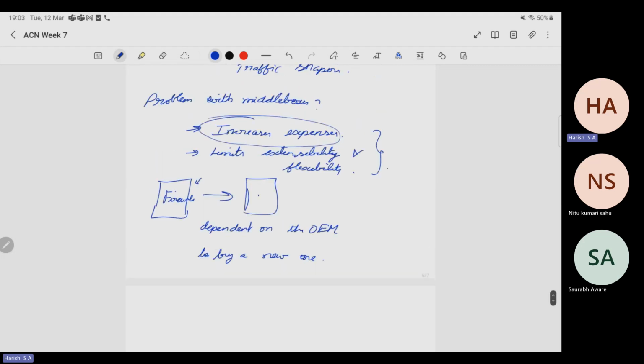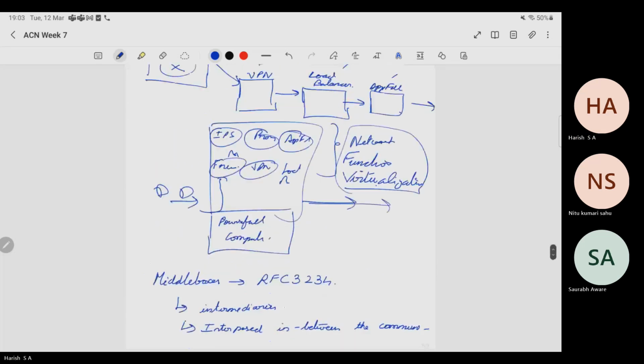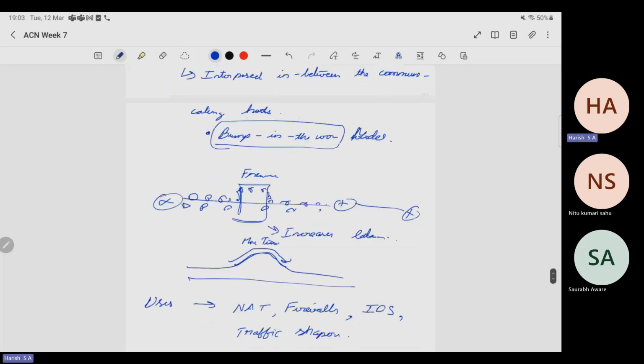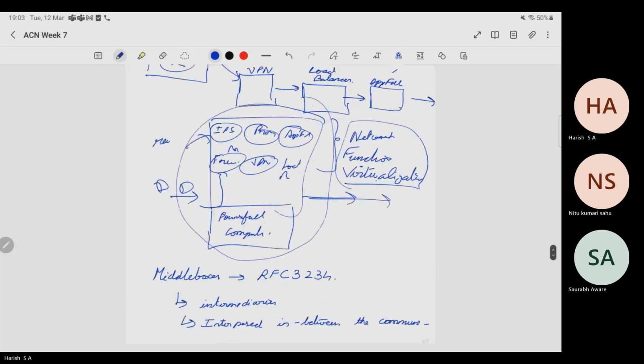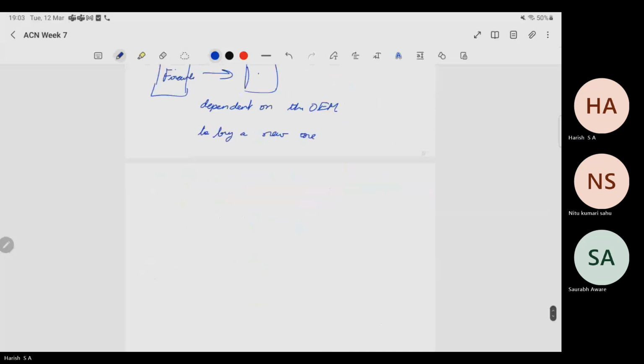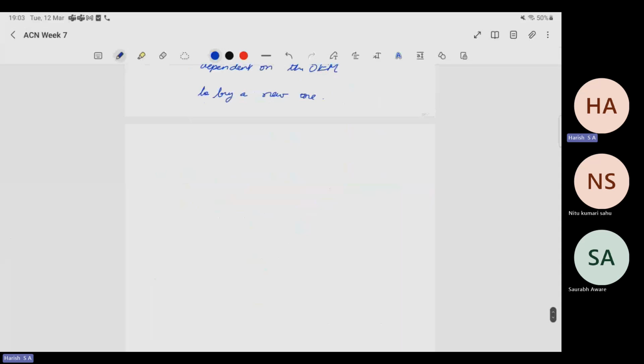But if you were using this model, right? If you were using this model, you don't have to buy anything. Just have to rewrite this code and deploy. And that's it. You'll be done. So this is one of the major reasons why network function virtualization came up. Okay. So this is the motivation behind NFV. Okay.